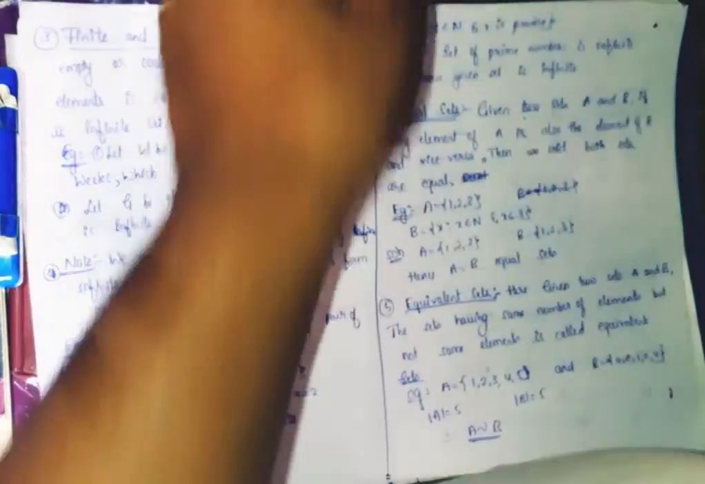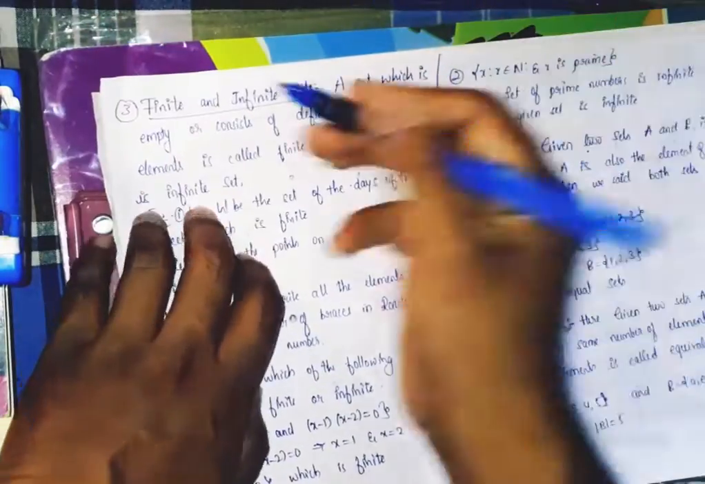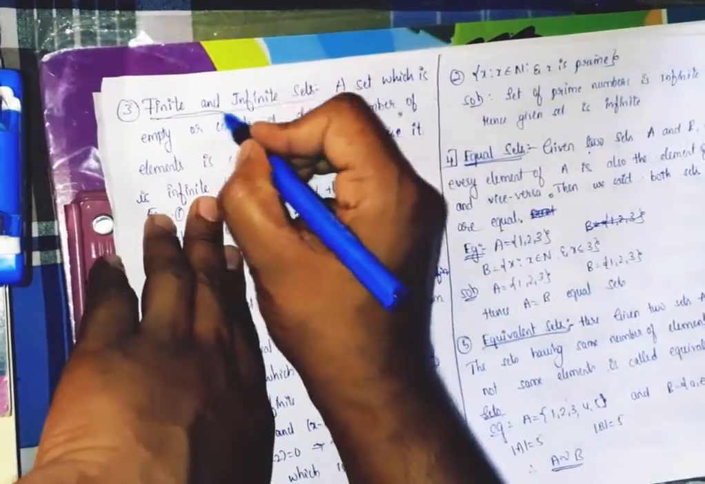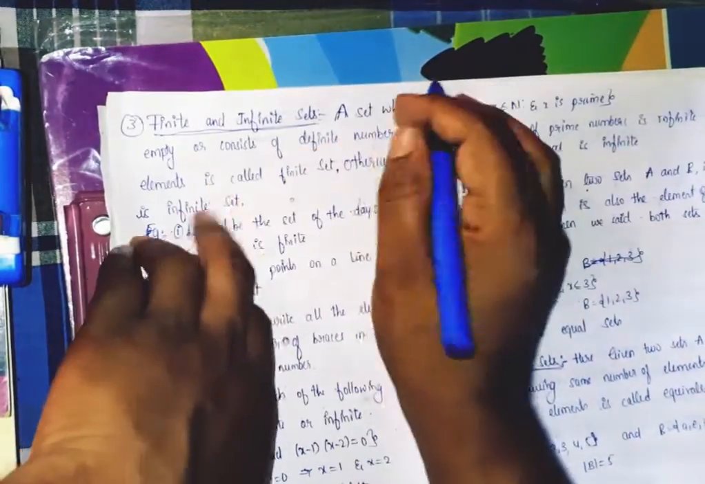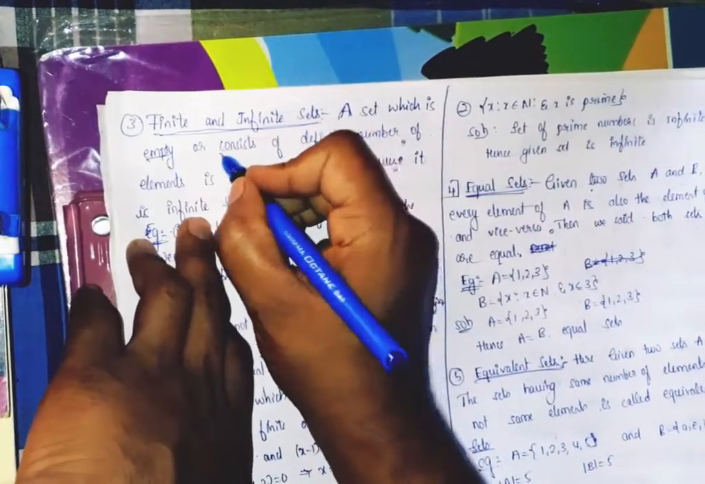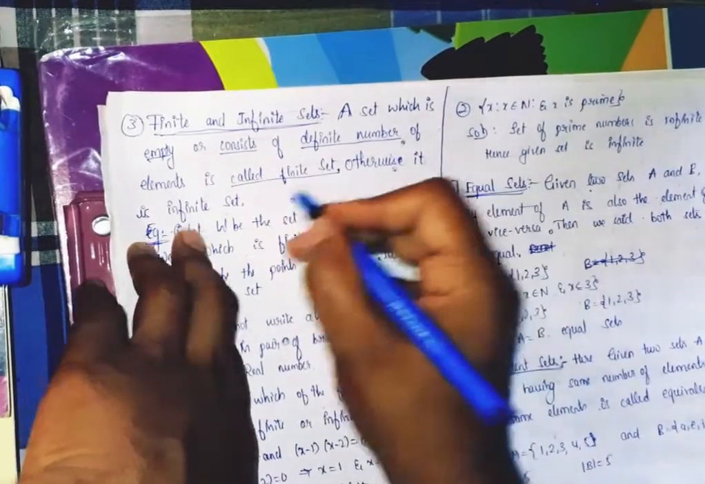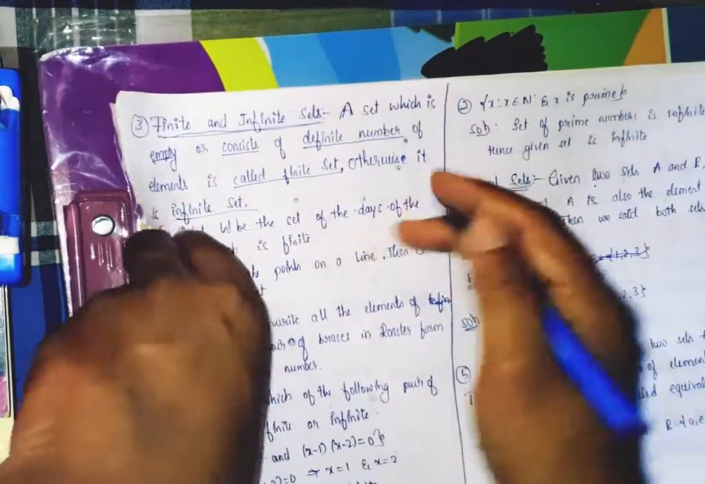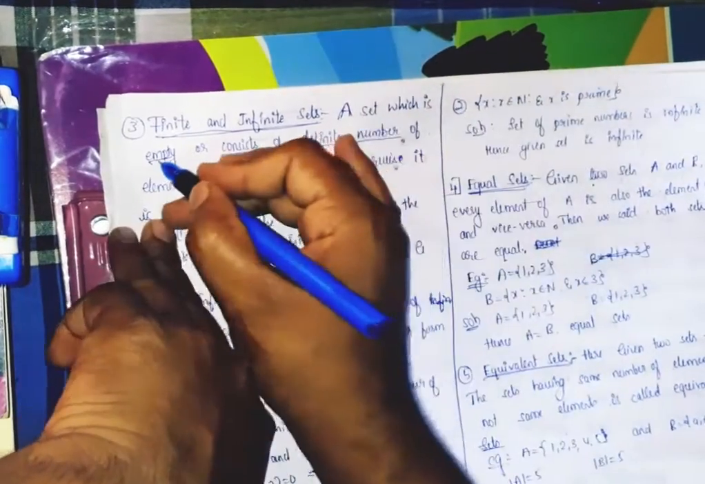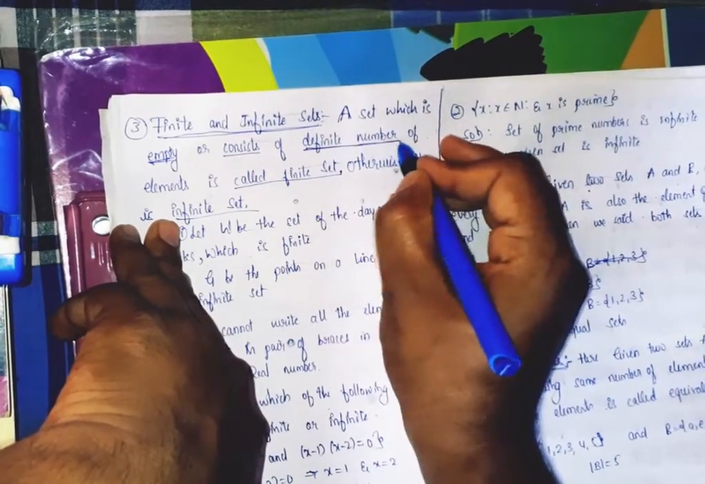So next, here we are going to discuss the finite and infinite sets. A set which is empty, or consists of a definite number of elements, is called a finite set. Otherwise it is called an infinite set. So here consider some elements which should be either empty, or it consists of a definite number of elements.